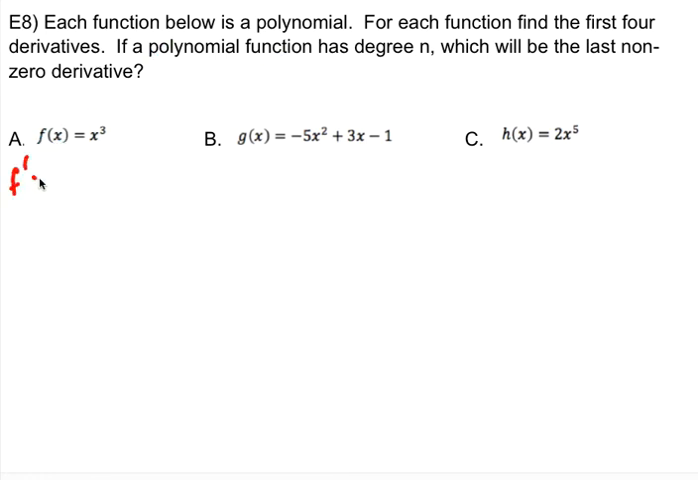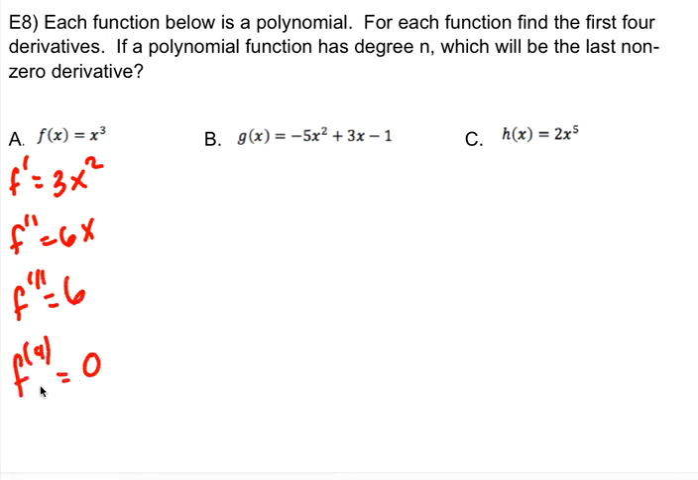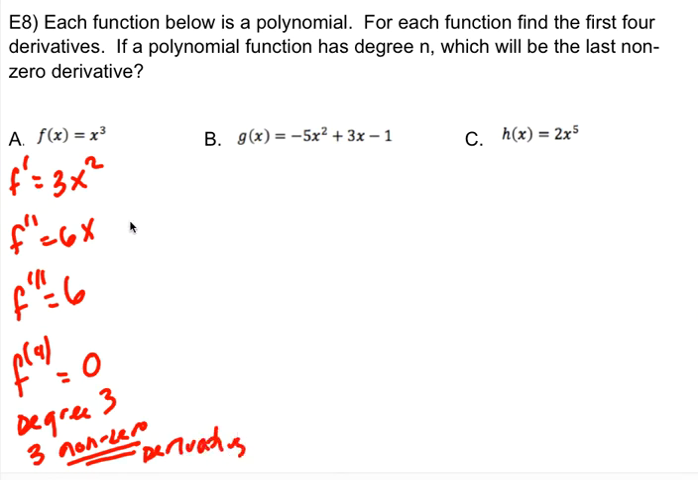So for a, f prime is going to be 3x squared, f double prime is going to be 6x, f triple prime is going to be 6, and notice that when I differentiate the 4th time, I get a 0. So what I want you to notice was that the degree was 3, and there were 3 non-zero derivatives. After that, if I differentiate again and again and again, they're always going to be 0, because if I'm differentiating the number 0, I still get 0.